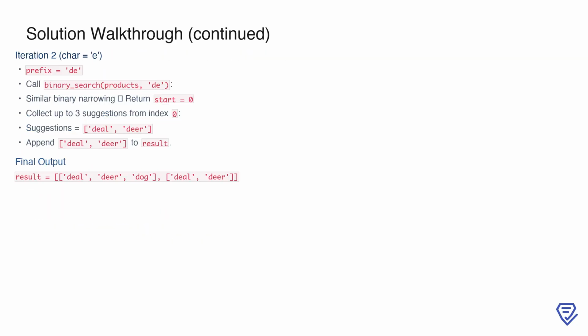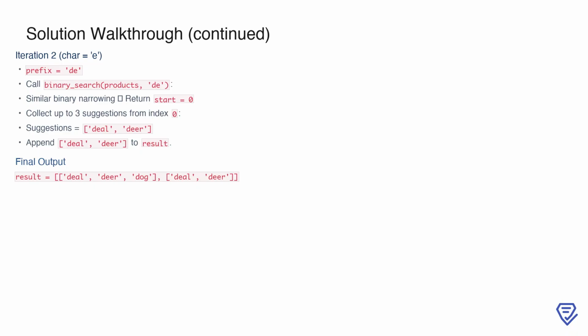For the next character, E, the prefix updates to DE. We perform another binary search for this prefix. The narrowing process results in the same starting index of 0. From this position, we collect up to 3 suggestions, but since only 2 products match the prefix, the suggestions are deal, deer. These are appended to the result list.